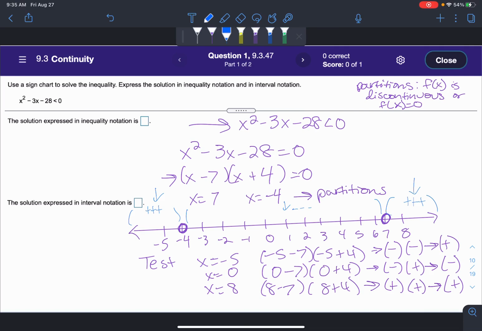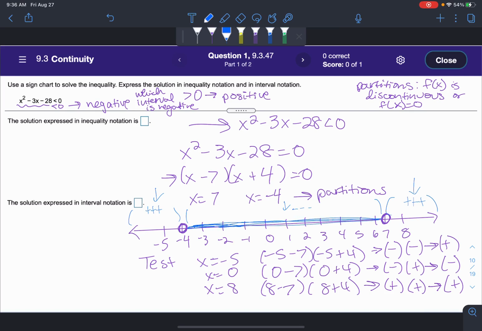And so now let's return to the original question. We want to know, where is this less than 0? And when something is less than 0, that translates to when it is negative. When something is greater than 0, then that means when it's positive. So all I need to know is which interval is negative, right? And so we determined using our sign chart that this middle interval is negative.